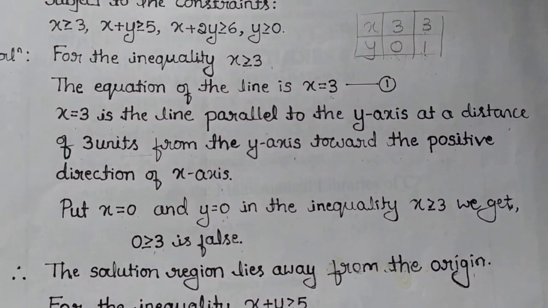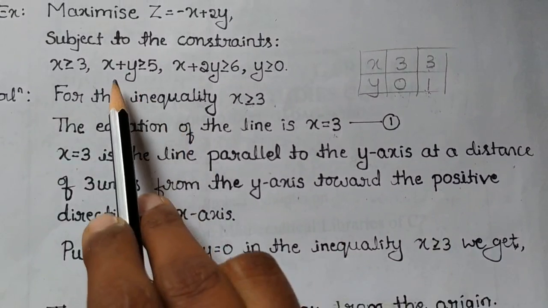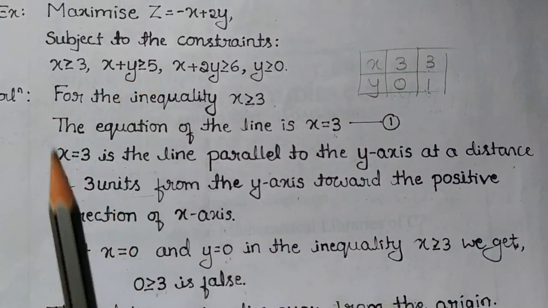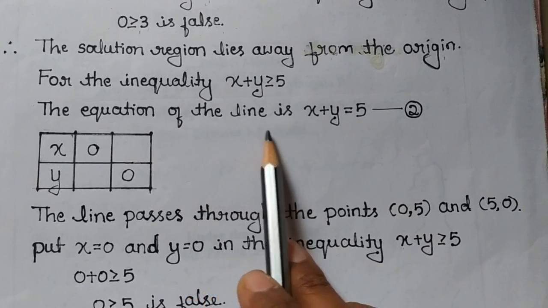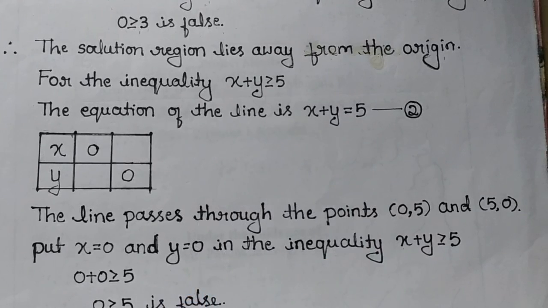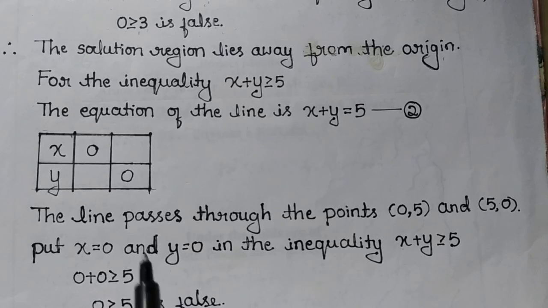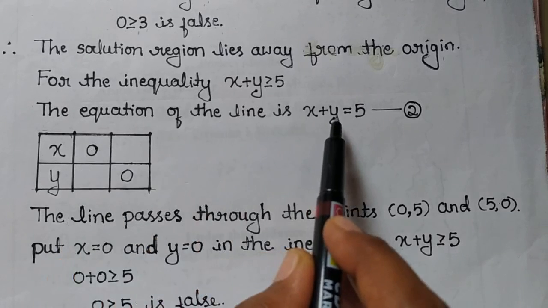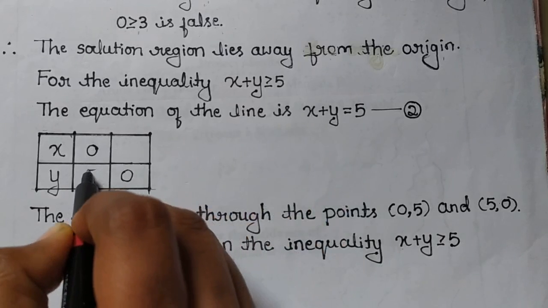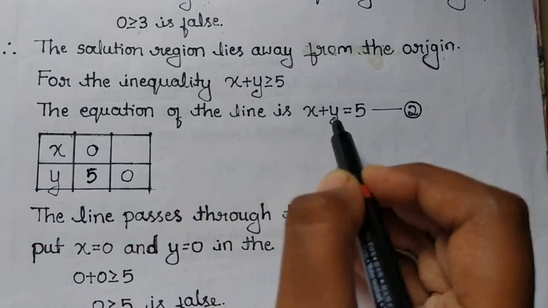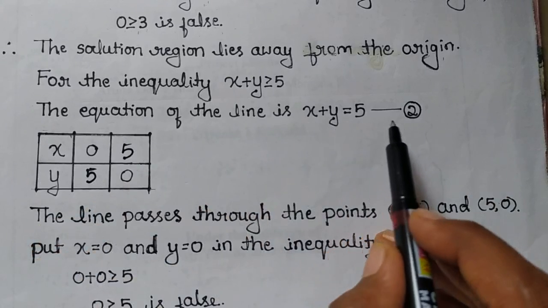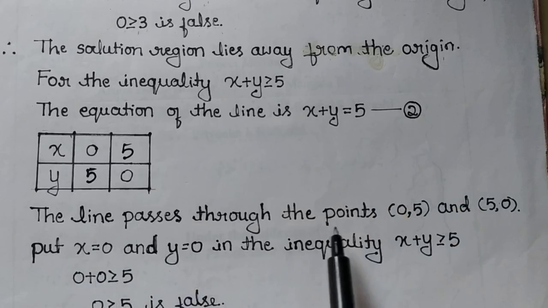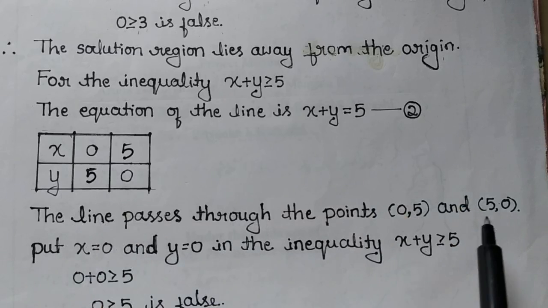This is about first inequality. The second inequality is x plus y greater than or equal to 5. For this inequality, the equation of the line is x plus y is equal to 5. The first step is to find the points. Substitute x as 0 in this equation, we get y is equal to 5. Put y as 0 and on solving we get x is equal to 5. We have called this as equation 2. The line passes through the points 0, 5 and 5, 0.